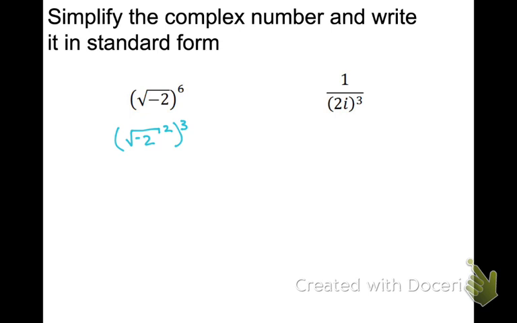Well, I know squared right off the bat, don't you? The square root of -2 squared is what? -2. Because when you square a square root, you get exactly what's inside, correct? So that gives me -2 cubed, which would give me -8.